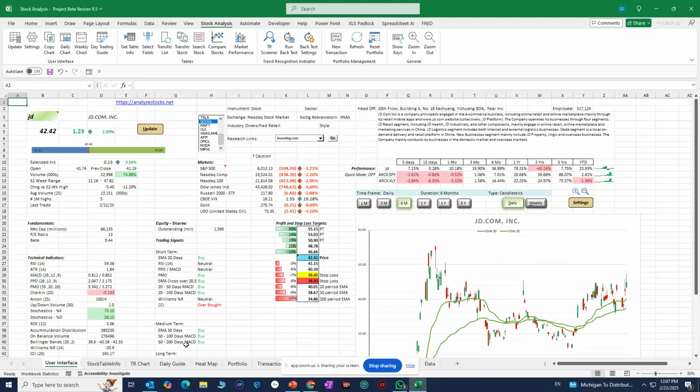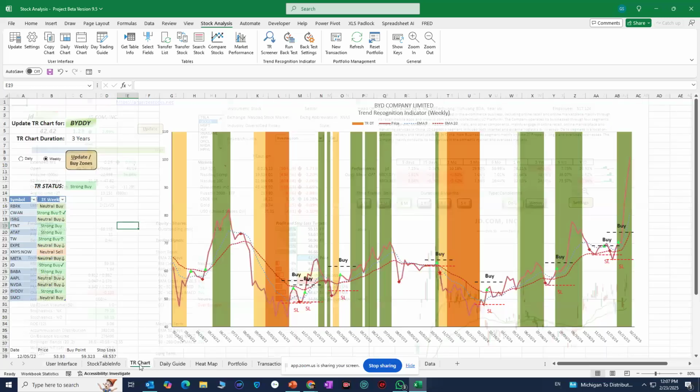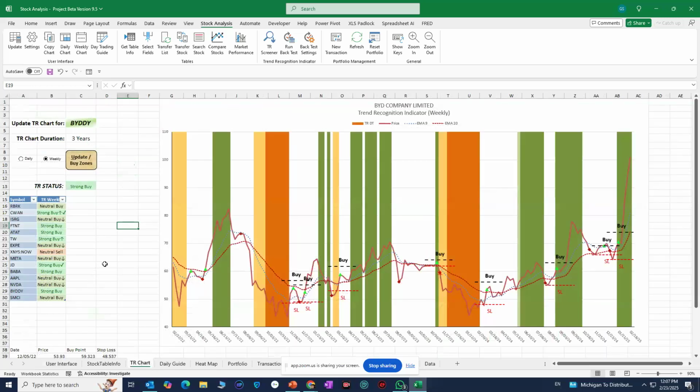Whenever we want to update any ticker, we just enter it and it will automatically plot the TR chart for that particular ticker symbol on this sheet. For example, this particular chart is for BYD company, which is a Chinese EV company.